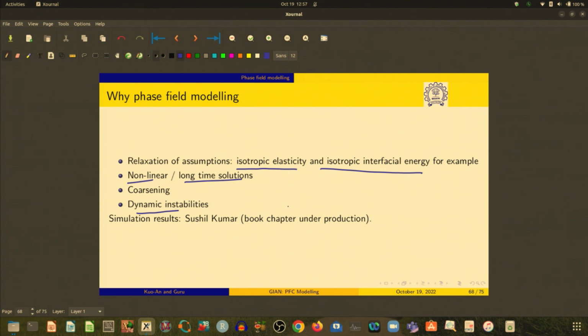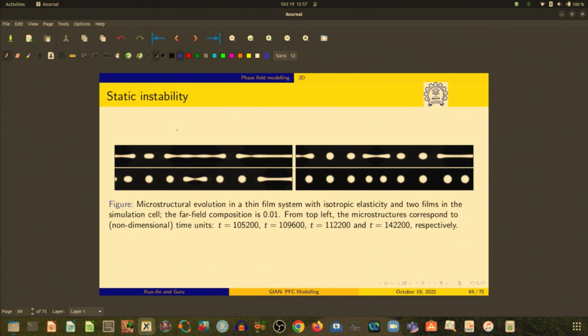So, the entire lecture that I gave is part of a book chapter, and for that Sushil generated lots of simulation results. I will show a few of them to conclude. Okay. Now, this is static instability in the sense that the black region is matrix and the 4 figures tell you with time how the system is evolving. So, we had a thin film with a flat interface which developed undulations and then they broke up and they entered into a coarsening regime.